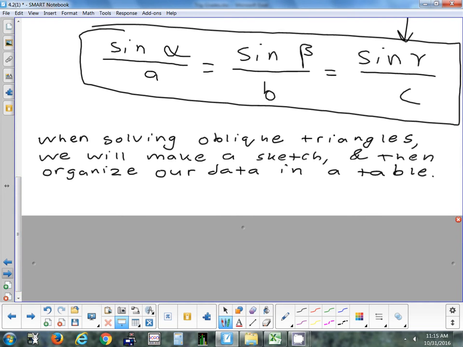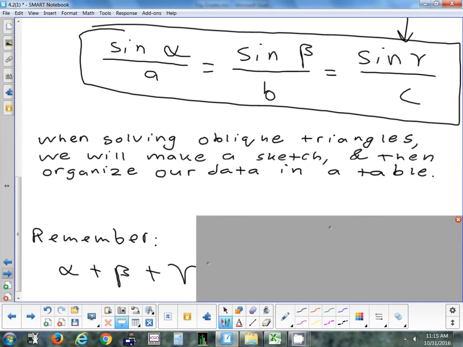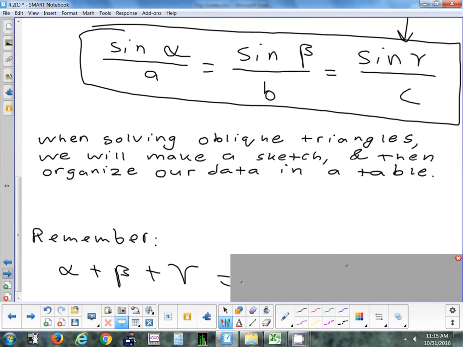And since we don't have a right angle, can we use Pythagorean Theorem? Nope. But we can still use the fact that if you add up all the angles in the triangle, they should add up to how much? 180. Yep. They still add up to 180. Okay, so that's still true.